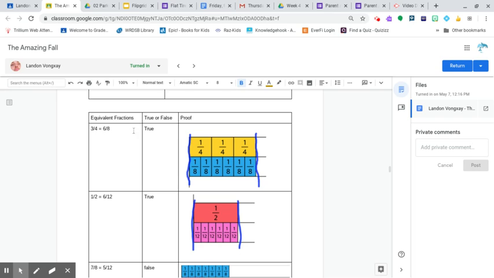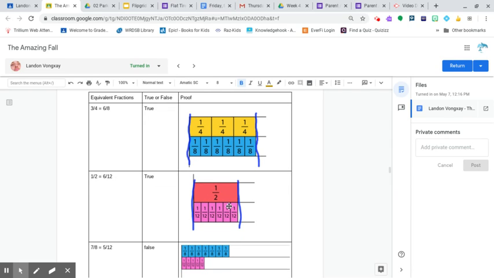So 3/4 equals 6/8. It is true. Half is equal to 6/12, and that is true. Now, if you're looking at these and you're going, Mr. Mendoza, I think I can tell you if it's true or not without even finding the picture. A few of you have noticed that if you take the numerator and denominator and write it down, and then write down the numerator and denominator of the other fraction, if you see that the same thing happens for the numerator and the denominator, it means it's equal.